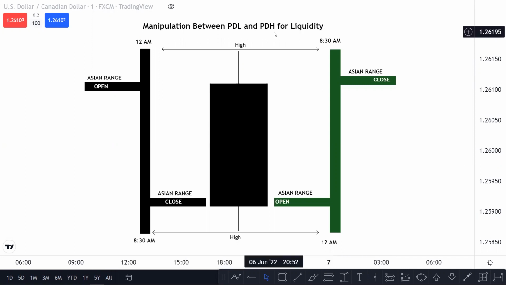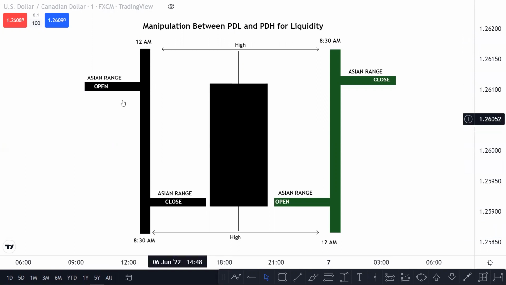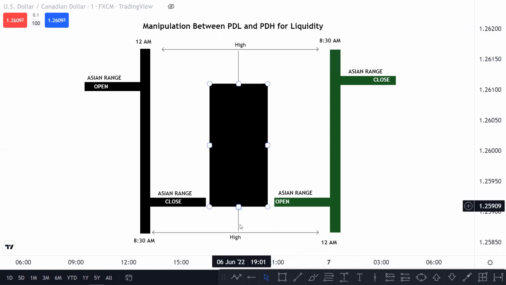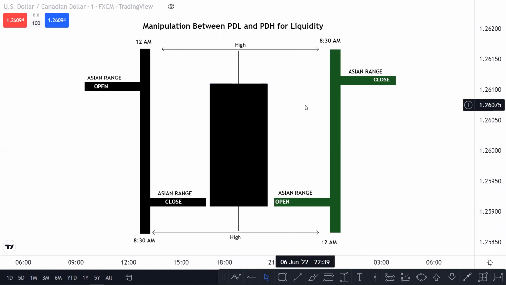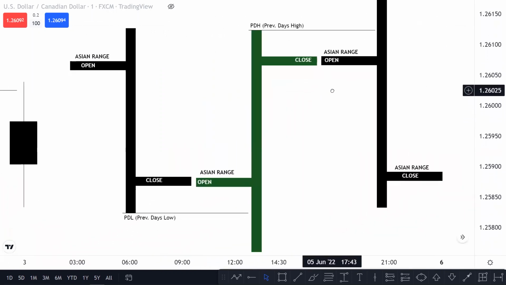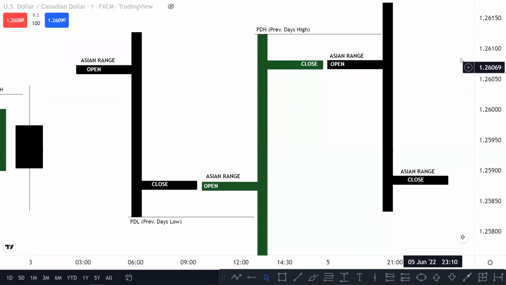If you look at this bar chart here, price opens here, rallies, drops, then rallies again and it closes. So between the open and the close, we are going to look at manipulation between PDL and PDH for liquidity. Previous day's high and previous day's low for liquidity. Without further ado, let's start. We are still going to use this same structure, just like episode 58.